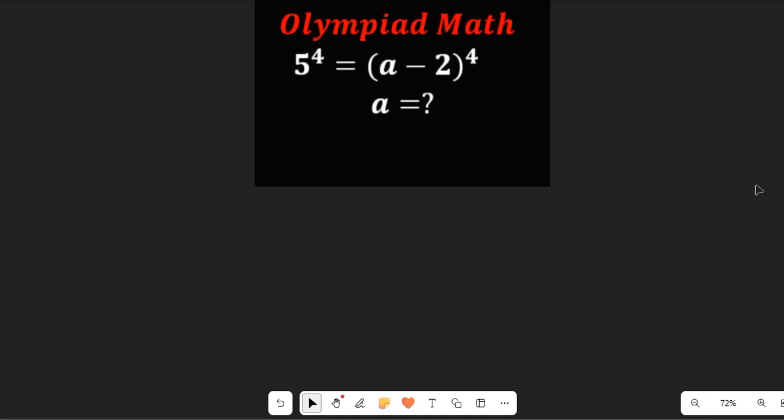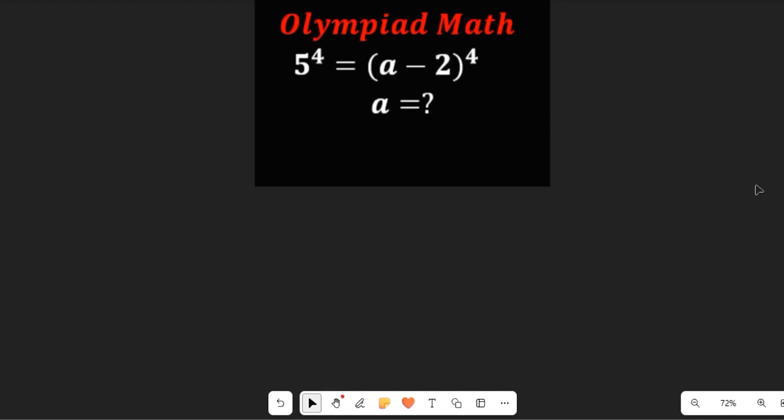Hello, how do you find the value of A in this Oxford or Olympiad maths exam question? We are given 5 to the power of 4 equal to (A minus 2) all to the power of 4. If I tell you that this is going to give us 4 solutions, how many of these solutions will be imaginary and how many of these solutions will be real? Join me, let's find out as we solve this.